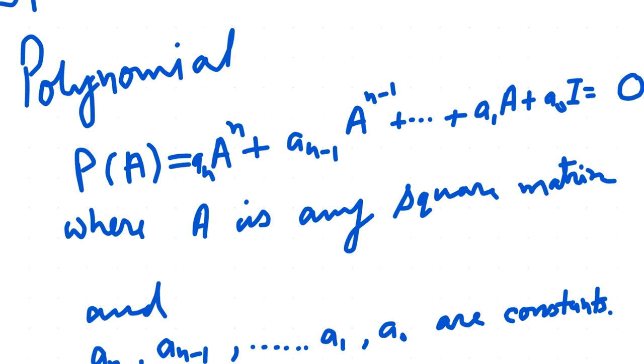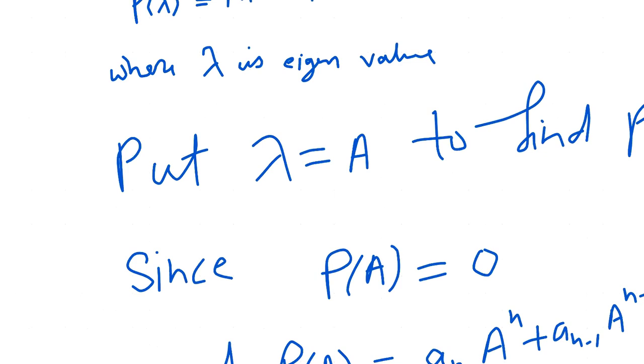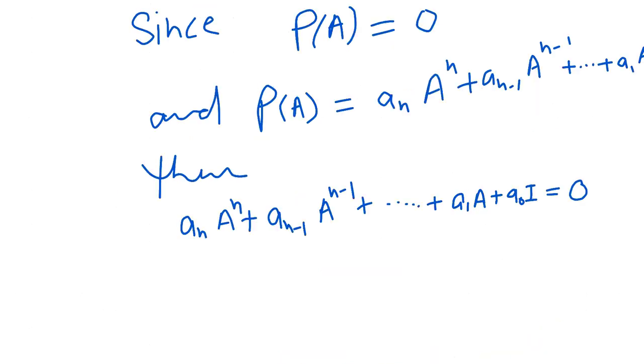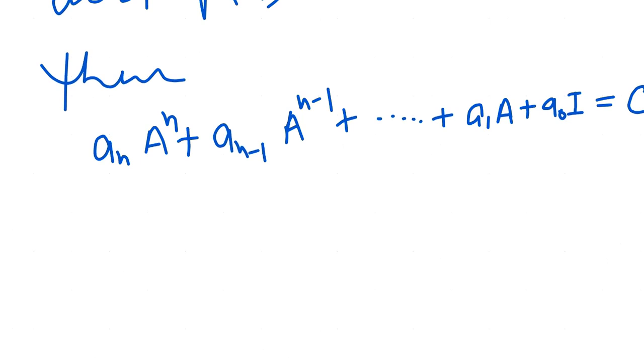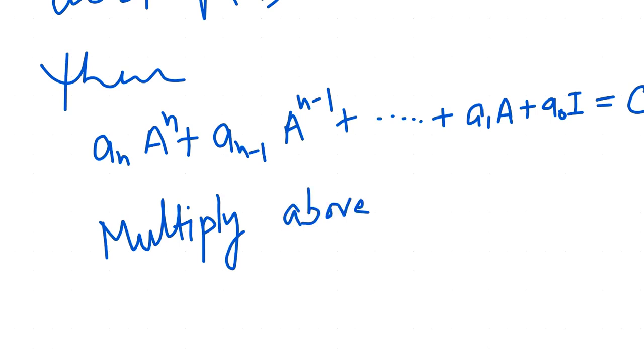Now let us multiply this entire equation by A inverse. To find A inverse, multiply the entire equation by A inverse. So multiply the above equation by A inverse.